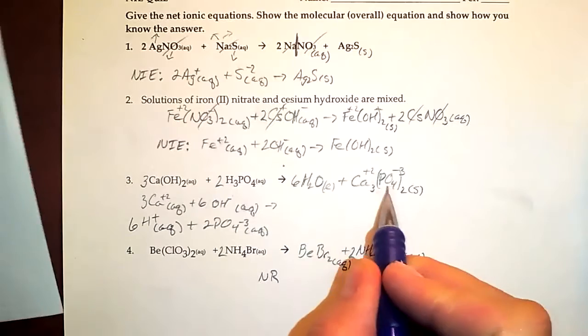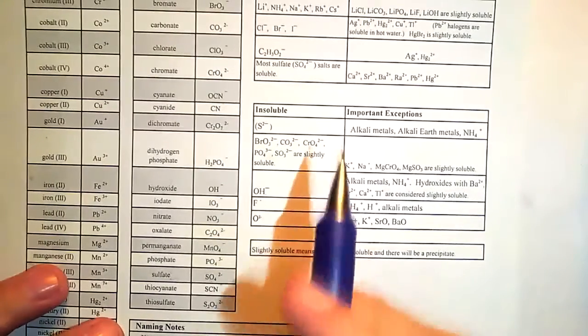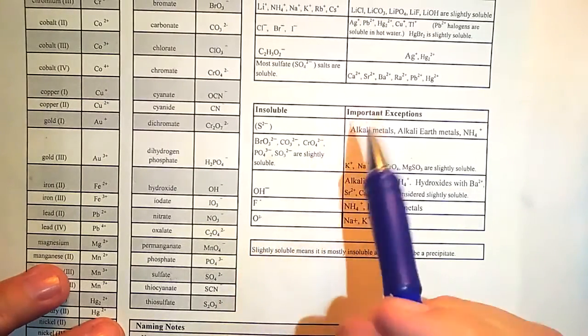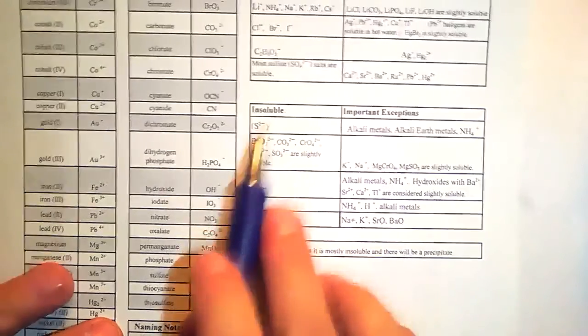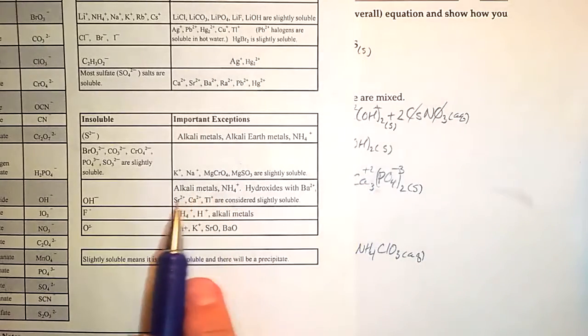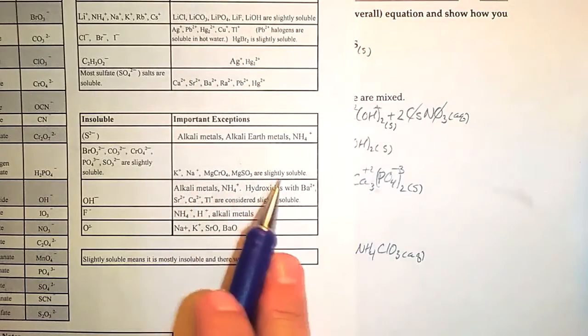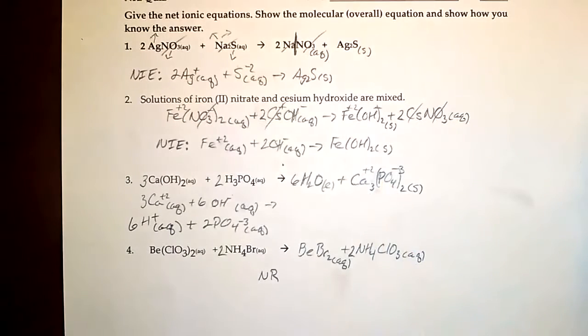Now, what about phosphate ionic compounds? Phosphate is, here it is. They are generally insoluble solids, and is our calcium an exception to the rule? No, it is not. So this will be a solid, and in this case, everything changed.